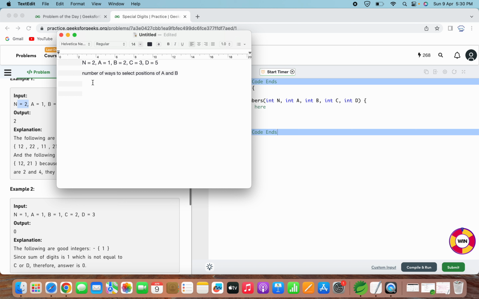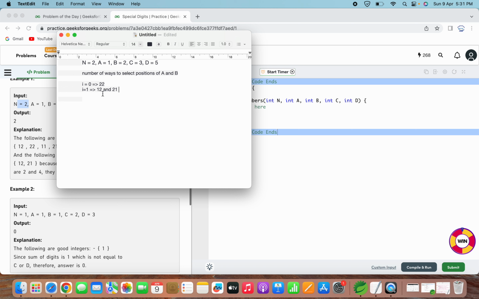So when i is equal to 0, we are not selecting any A, we are selecting both places for B. So the number will be 22, and we have only one good integer, which is 22. Now when i is equal to 1, we are selecting one position for A and one position for B. So here we get two good integers, which will be 12 and 21.